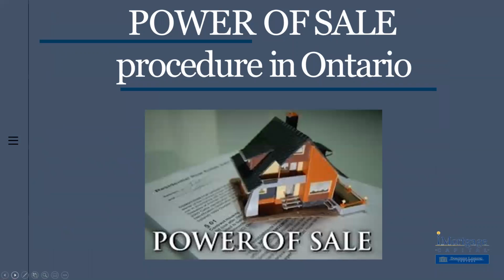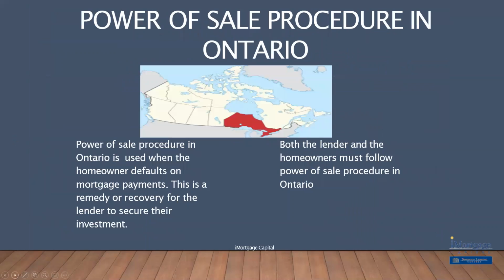So let's focus on the power of sale procedure in Ontario. Power of sale is a procedure that's used in Ontario when a homeowner defaults on the mortgage payment. Now, this can be done by a bank, it could be done by a private lender, and these are similar remedies that you would take to help you secure and recoup your investment. So both the lender and the borrower, or the homeowner, must follow the Ontario power of sale procedure.